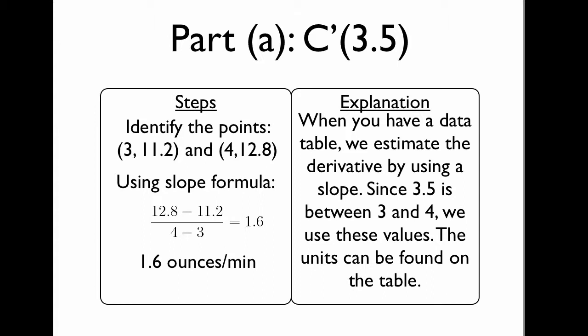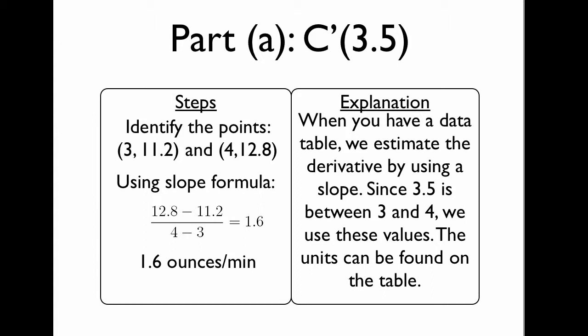Okay, so the first part of the question asks us to use the data to approximate C prime of 3.5. Whenever you're using a data table to find the derivative, you're going to use slope. So you're going to take the slope of two points, a point before this and a point after it, typically the two that are closest to you. So for 3.5, the closest points are t equals 3 and t equals 4. So first I'm going to identify those points. There's (3, 11.2) and (4, 12.8).